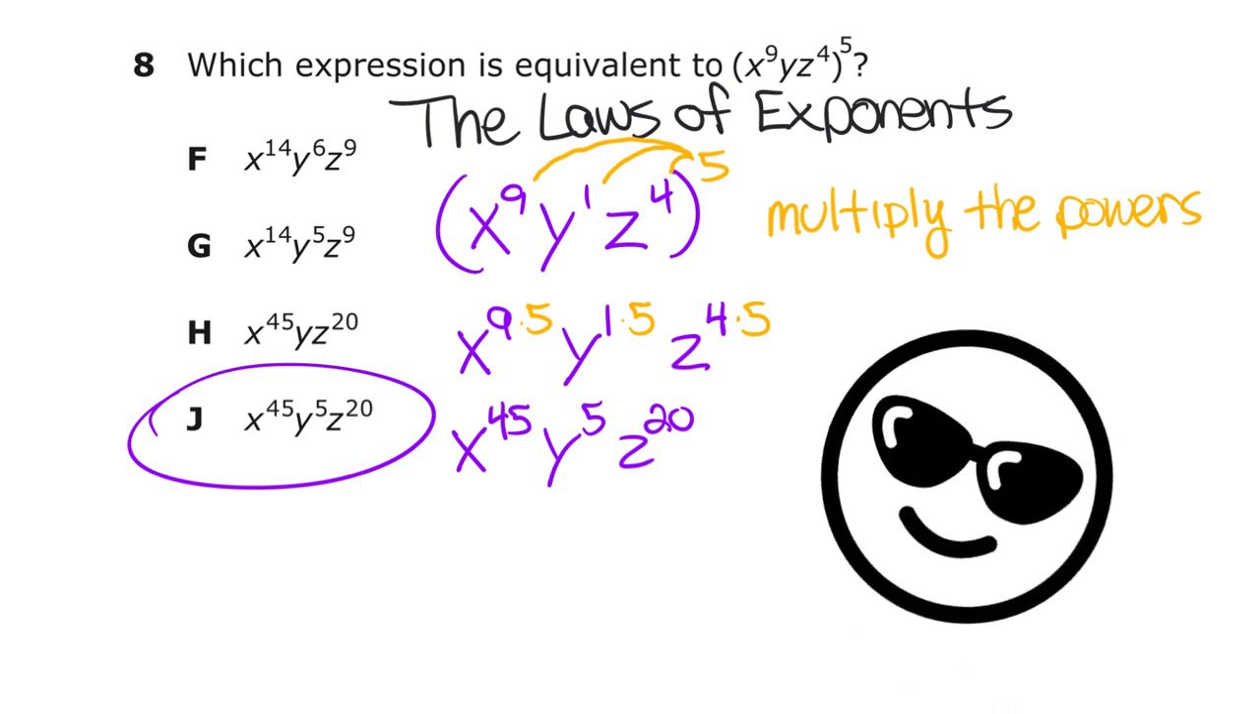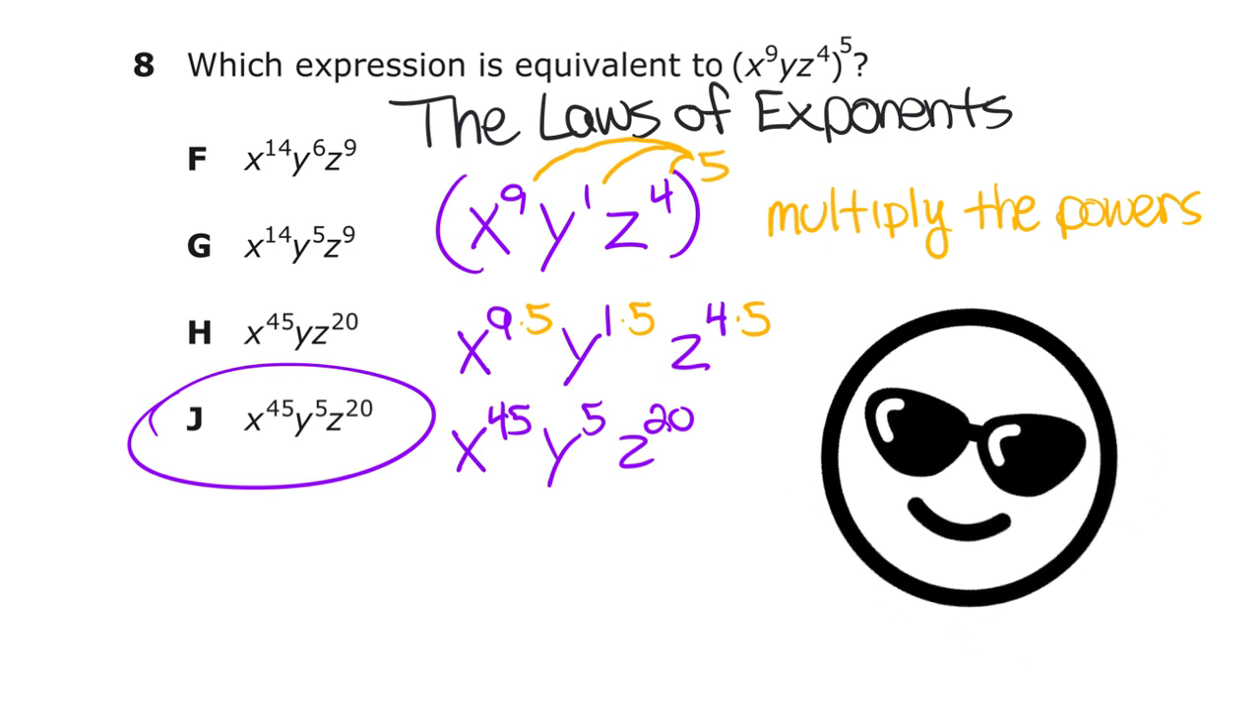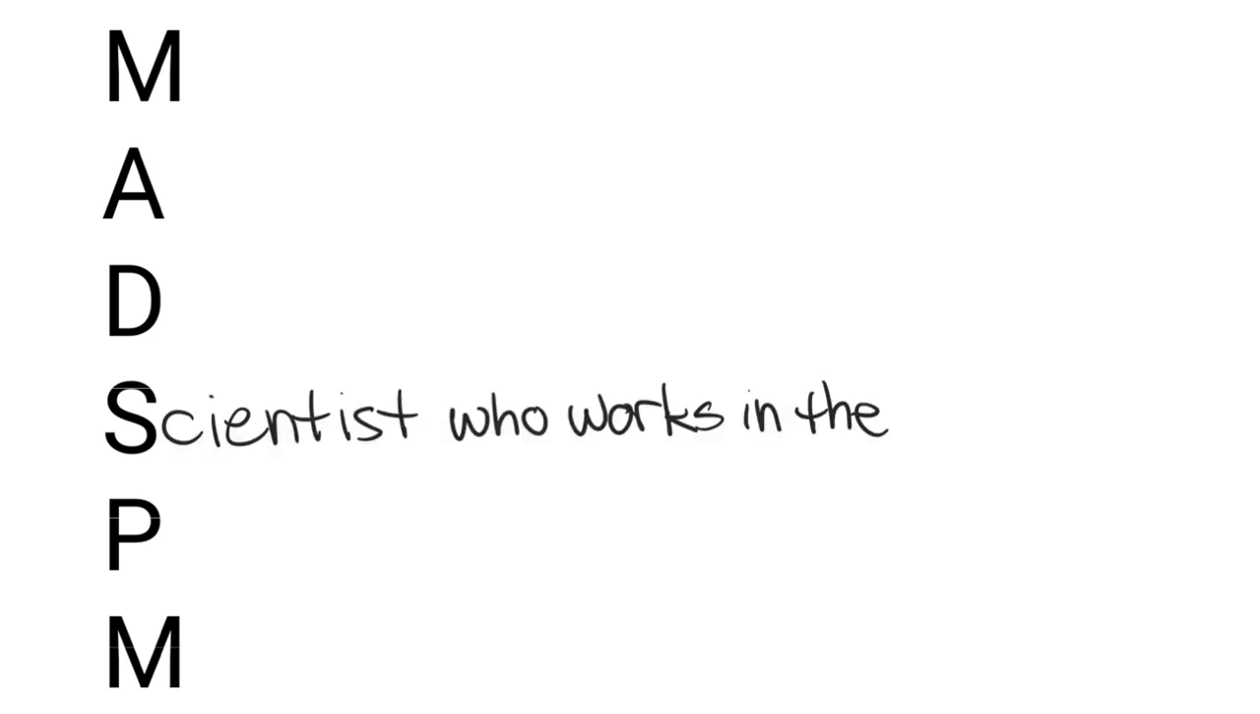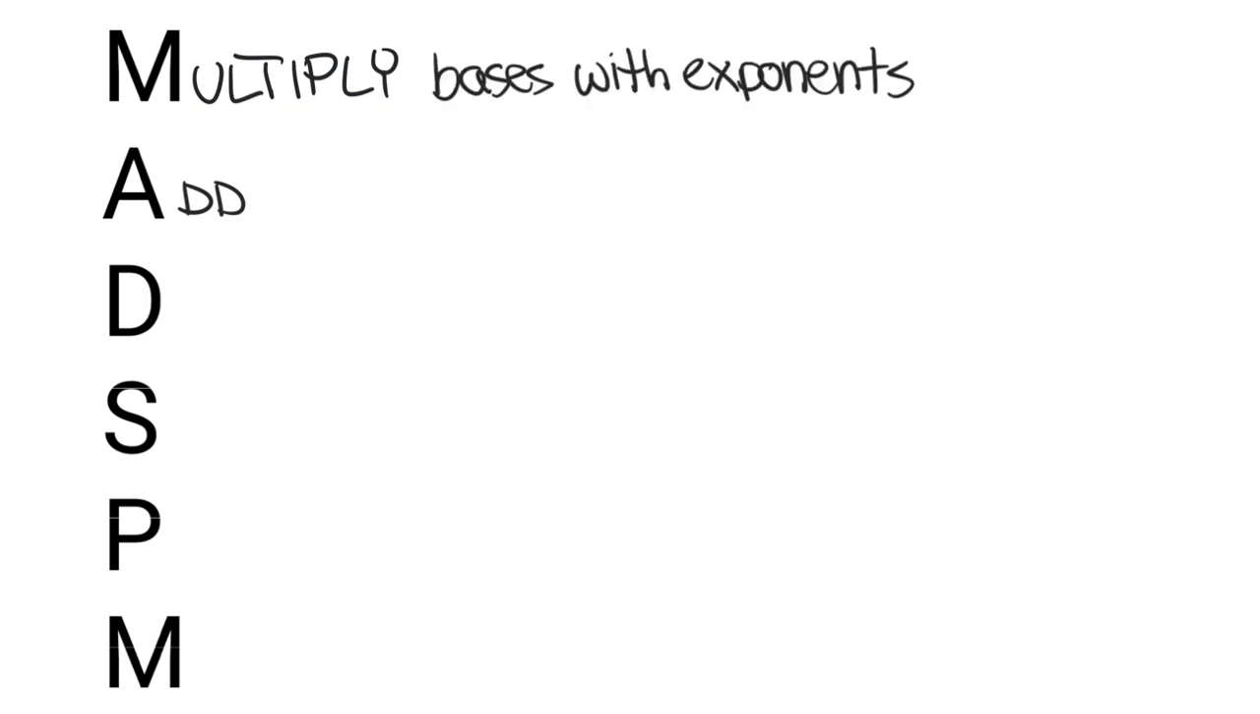But not all questions related to the law of exponents will be just like this. So, here are the law of exponents with a helpful mnemonic. M-A-D-S-P-M, MADS PM, the mad scientist who works in the PM hours. Okay, not bad. The M stands for multiply. The A stands for add. When you multiply bases with exponents, you add the exponents.